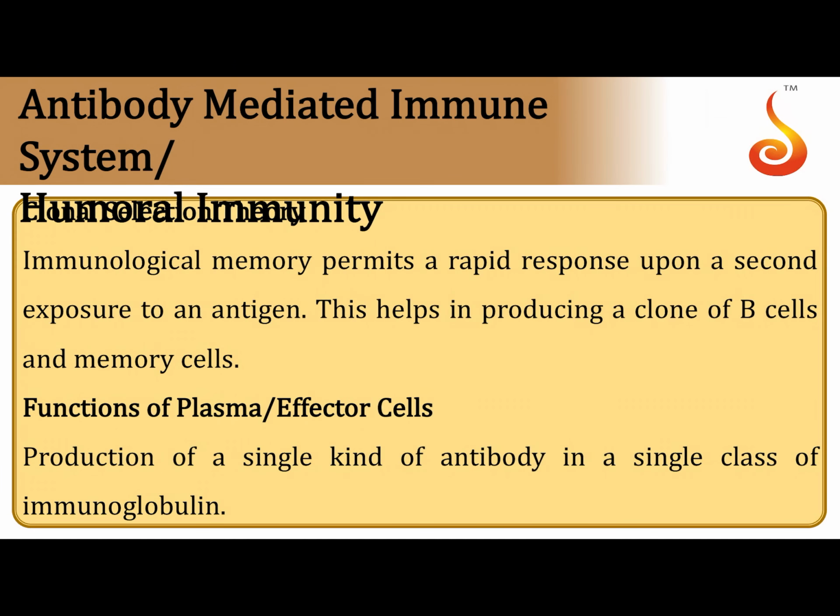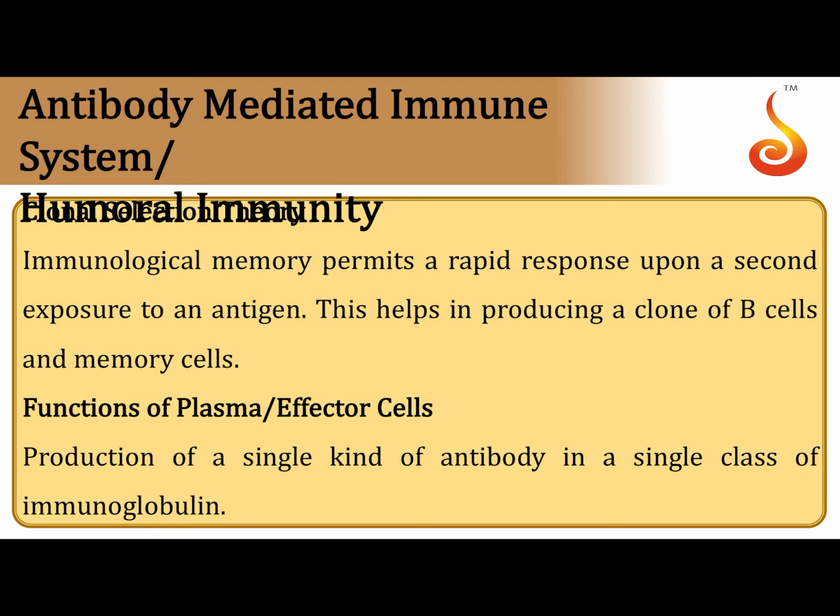Now coming to humoral immunity. Humoral immunity is a part of acquired or adaptive immunity. You all know that acquired or adaptive immunity is something which is not with you from the time of birth. It is something that you acquire in due course of your lifetime. So we call it antibody mediated immune response, or we simply call it humoral immunity. Remember, it is one of the types of acquired or adaptive immunity.